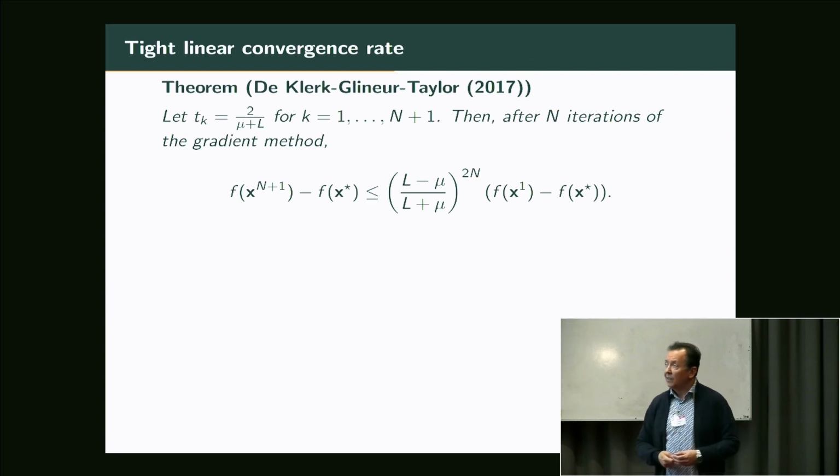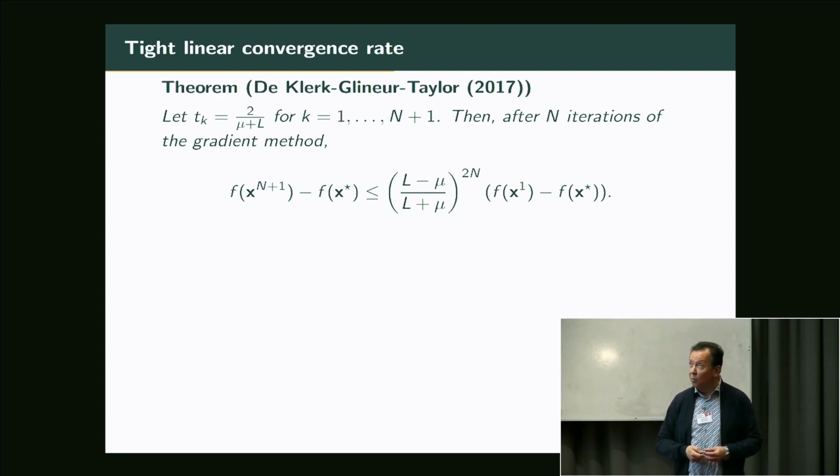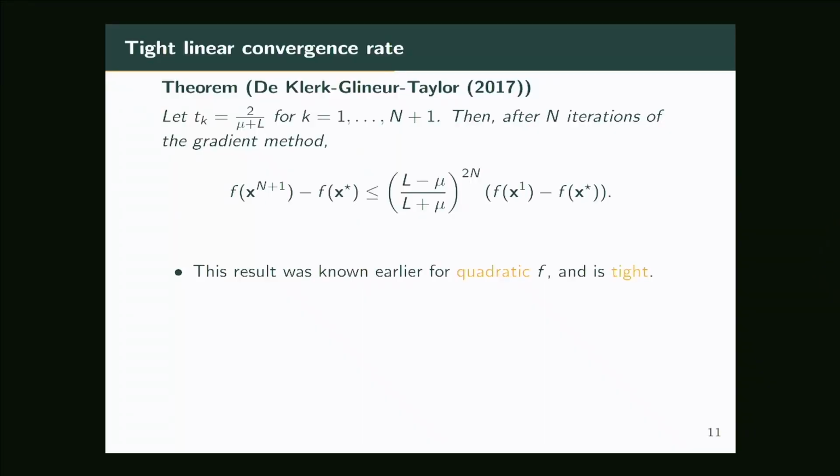So the linear rate of convergence of the method of Cauchy was known already for L-smooth strongly convex functions, but this constant was not known in general. So we just basically fixed this constant. Okay, so in particular, this exact result was known earlier, but not for the whole class, but just for quadratic functions, which belong to this class of strongly convex functions, and it's also tight.